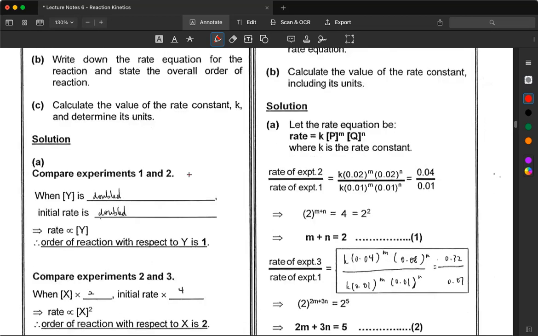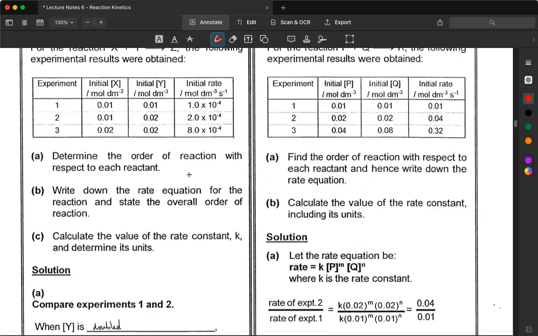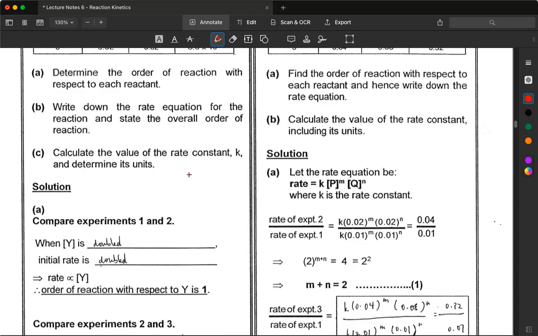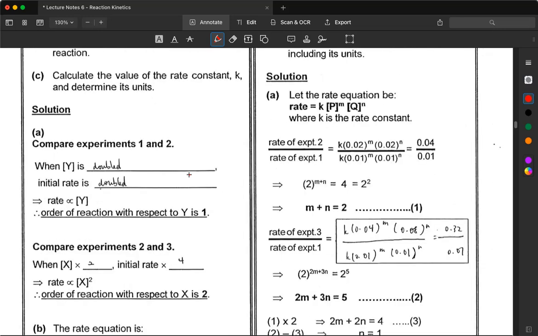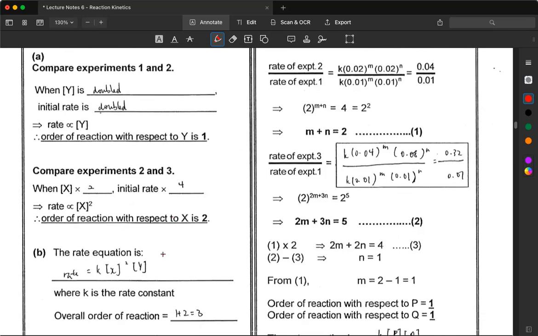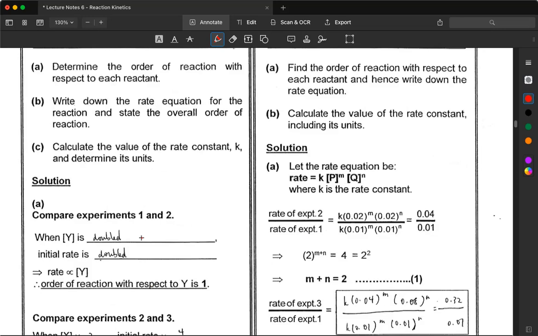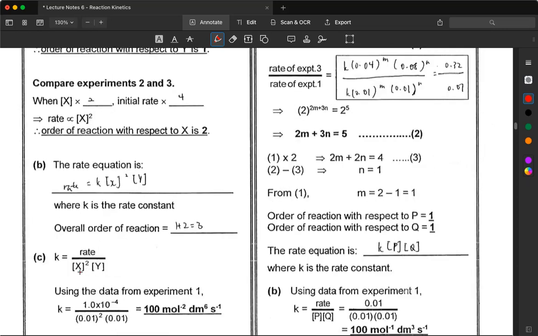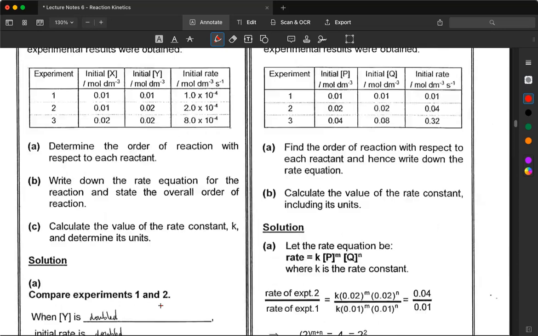Unless the question in the structured section demands full working using the calculation method. But if they never specify, you can just use this method, which is much faster. So the rate equation is just this. The order of reaction is just 1 plus 2, 3. Then the rate constant is just the rate divided by the concentration of the reactants raised to the appropriate power to get this.